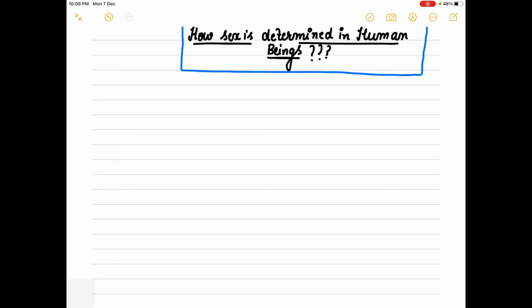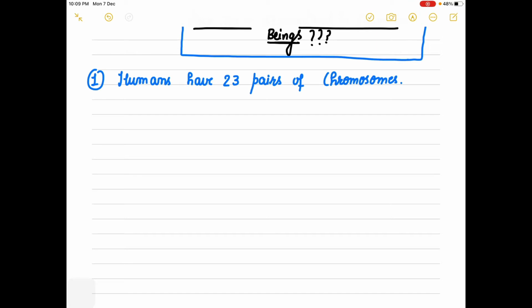Exactly the same line is asked to you in exam time also. So to understand or to write how determination of sex happens in human beings, you need to understand the following points. The first point is about the chromosomes. Everyone of you knows that humans have how many pairs of chromosomes? 23 pairs of chromosomes, right? You are following me, that is 46, or you can say 23 pairs of chromosomes.